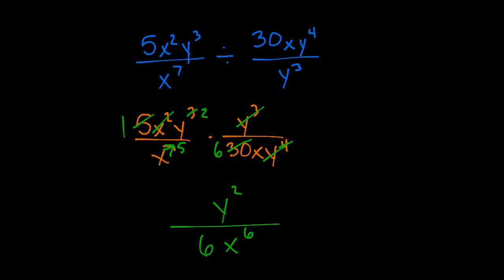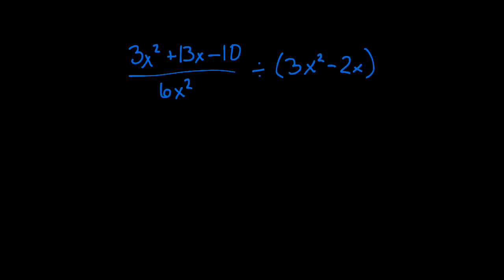Okay, so just flip and multiply. Turn it into something that we already know how to do. I put this one on here as an example just because it maybe seems confusing what we would flip to multiply. So we have 3x squared plus 13x minus 10 over 6x squared divided by 3x squared minus 2x.